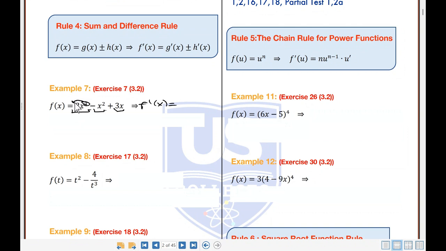F prime of x equals the derivative of 2x cubed. 3 is the power, move it down in front. So 2 multiplied by 3 multiplied by x to the power of 3 decreased by 1 makes 2, minus x squared. 2 is the power, move it down in front. 2x plus 3x. The derivative is 3 because the power is 1. When you decrease the power by 1, it becomes x to the 0, which is 1. So the derivative is, you can say directly, 3. So the result is 2 times 3, 6x squared, minus 2x plus 3. The idea is pretty simple.